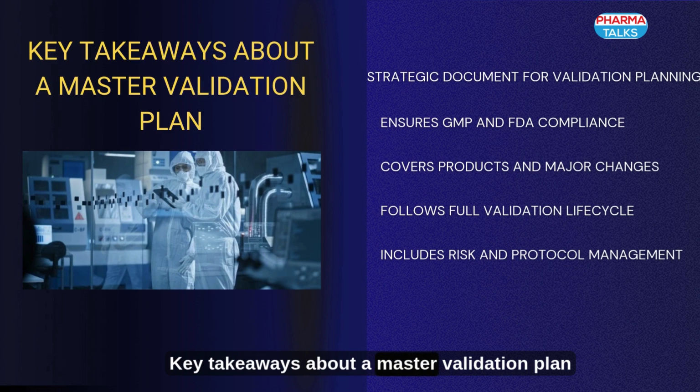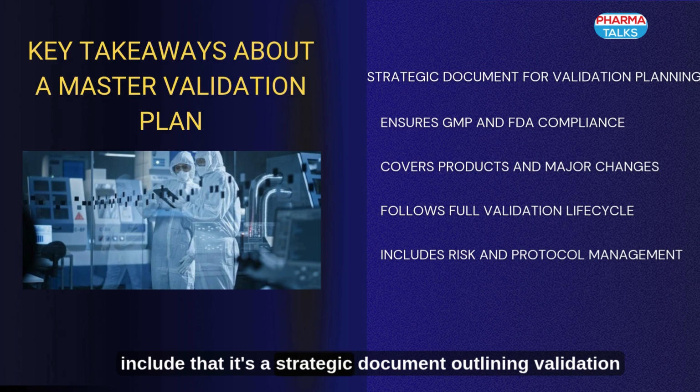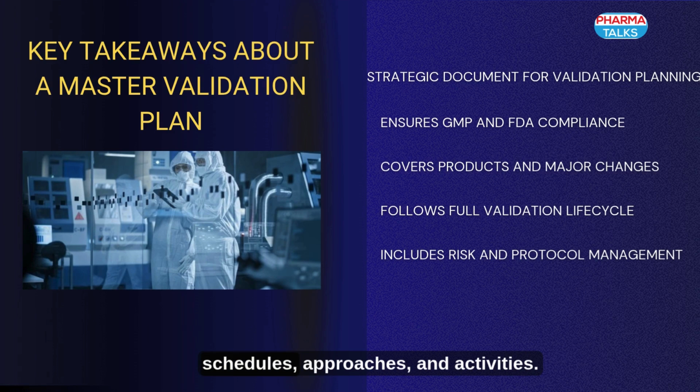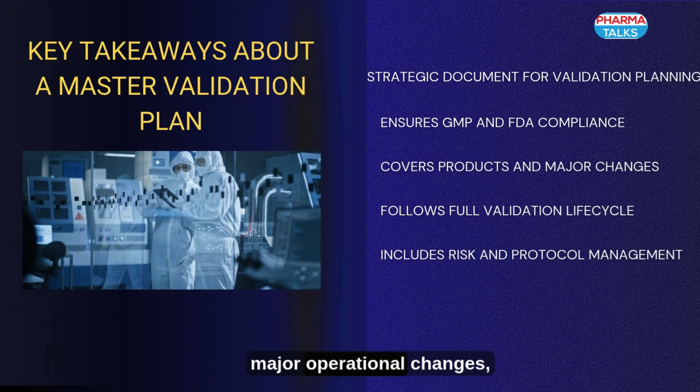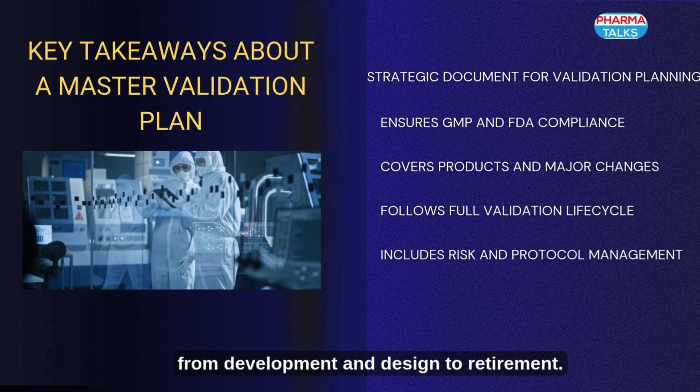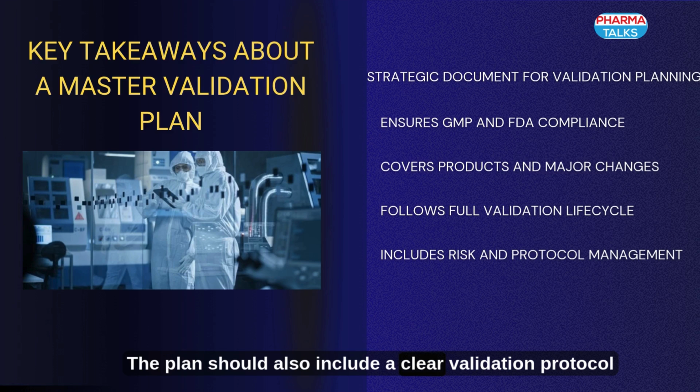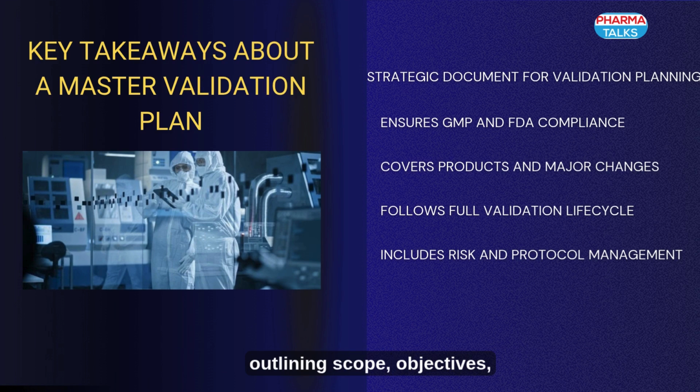Key takeaways about a master validation plan include that it's a strategic document outlining validation schedules, approaches, and activities. It ensures compliance with GMP guidelines, especially for life-saving medicines. The plan should cover new and existing products, major operational changes, and comply with FDA regulations. It follows a validation program lifecycle from development and design to retirement. Key elements include managing validation items and conducting risk assessments. The plan should also include a clear validation protocol outlining scope, objectives, and approach, ready for regulatory review.